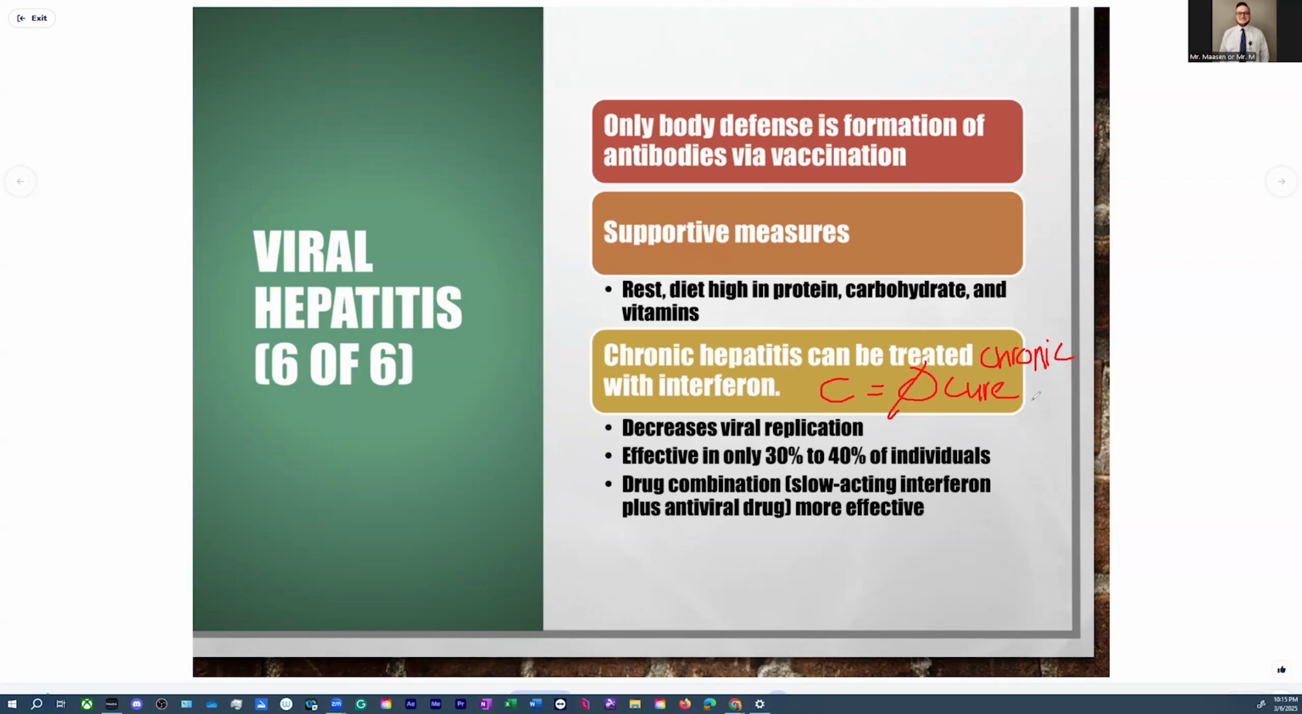There's a medication called interferon plus other antiviral drugs that seem to be the most effective. Interferon is only effective, though, around 30 to 40% of individuals, but we can treat chronic hepatitis with a drug called interferon. So know the hepatitis A, B, and C for sure. Just know there's a D and E, but those aren't as big. And know the differences between how you contract hepatitis A, B, and C, what our symptoms look like. And then for C, we can treat with interferon, know what interferon is, that sort of thing.